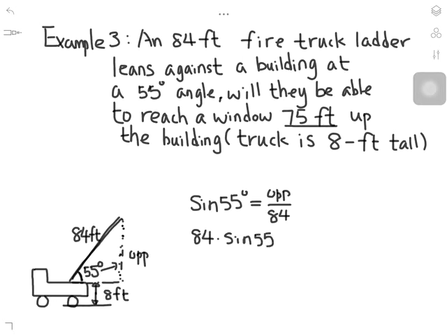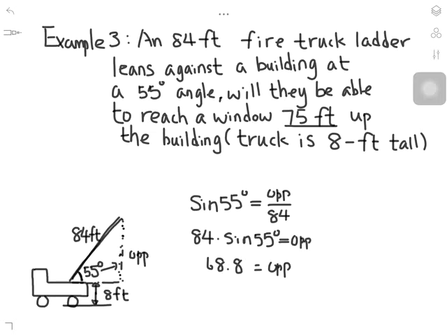So there are two modes in your calculator. One is called the radian, the other is degree. Make sure you are in the degree mode so that you get the answer correct. So multiply both sides by 84. I calculate the x, the opposite, to be, using your calculator, we get the answer for opposite equals 68.8.